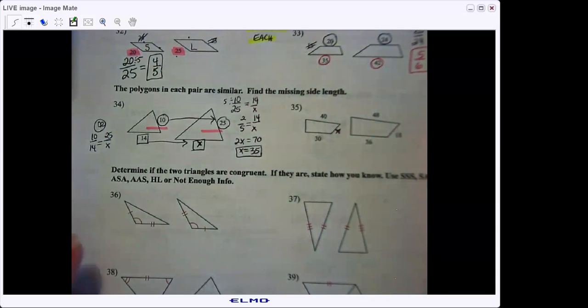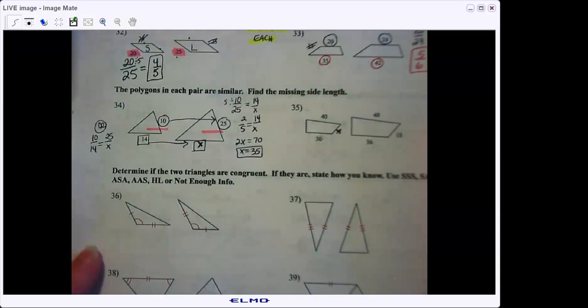I don't want to give you so many options that it's confusing. But since we're not asked for the scale factor, we can set it up like a scale factor problem, or we can set it up as just a proportion problem. So either one is fine.